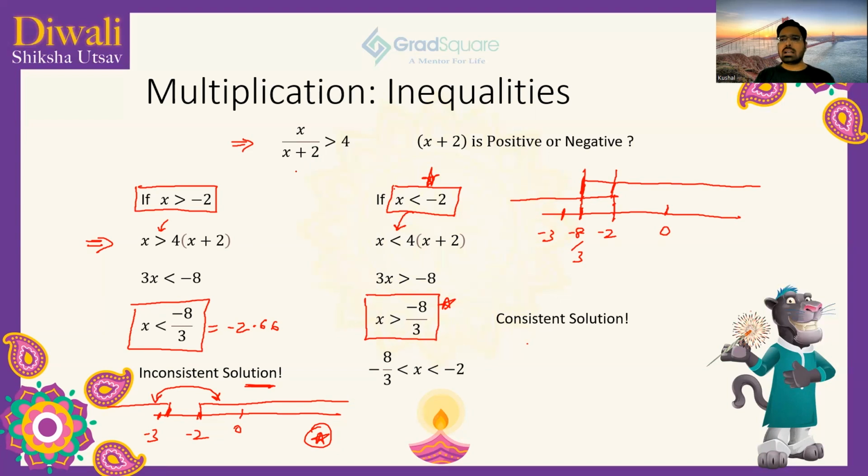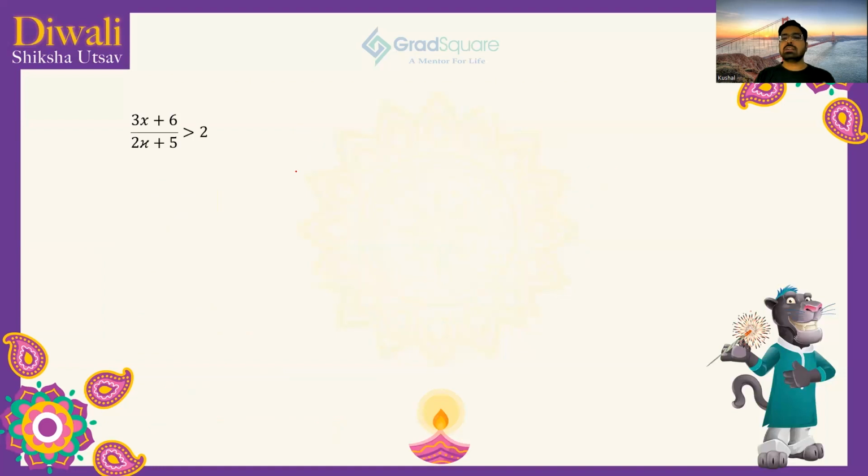Let's now go to our last part of it, which is effectively the first part we started our session with, which is trying to solve this particular inequality, which is 3x plus 6 divided by 2x plus 5 greater than 2. Now, in order to solve this inequality, we need to multiply the inequality by 2x plus 5. But we first need to observe whether 2x plus 5 is a positive number or a negative number.